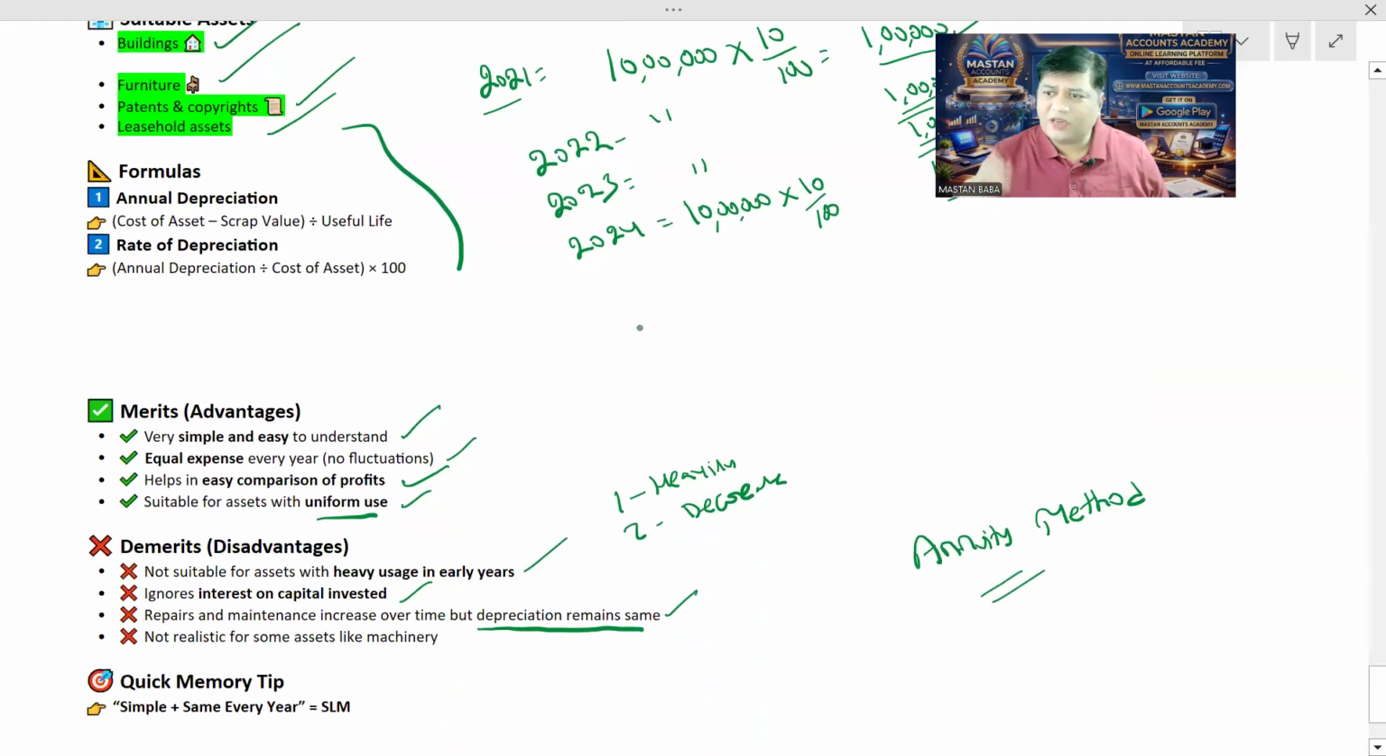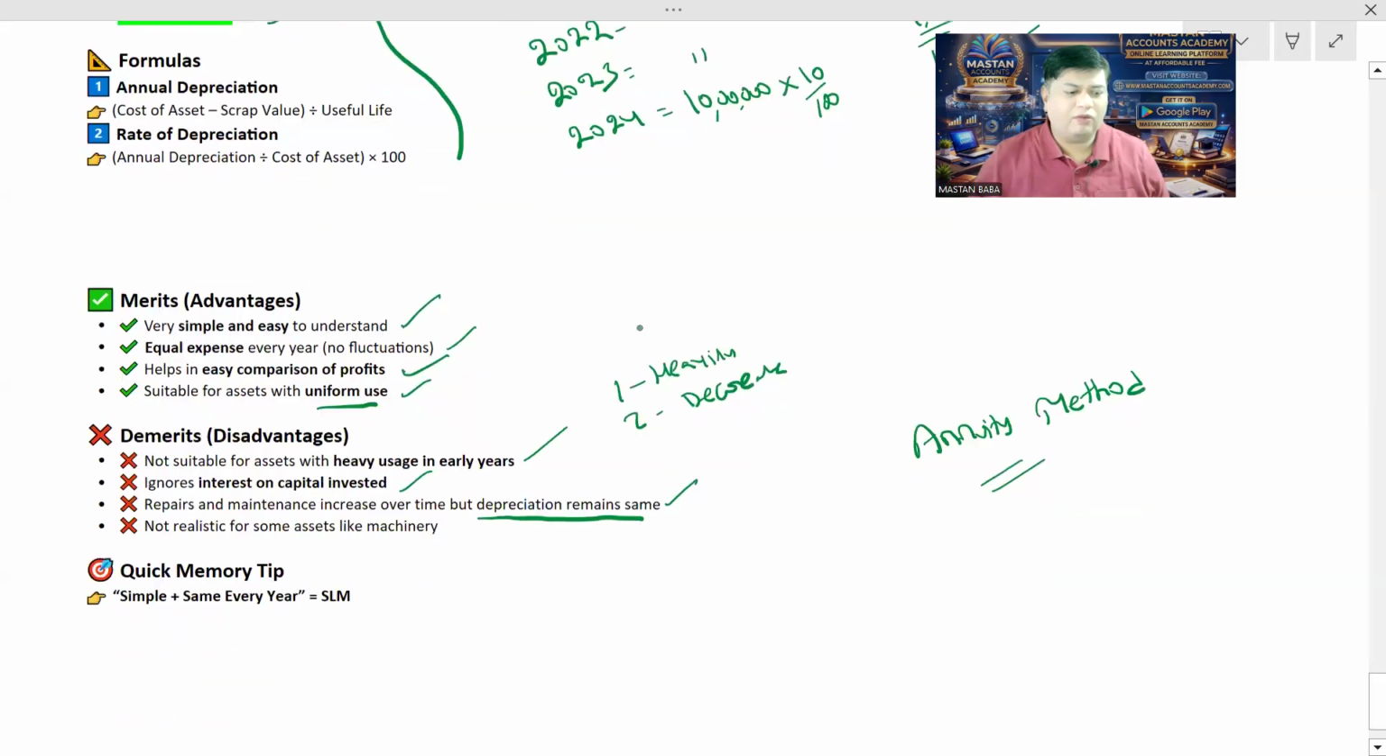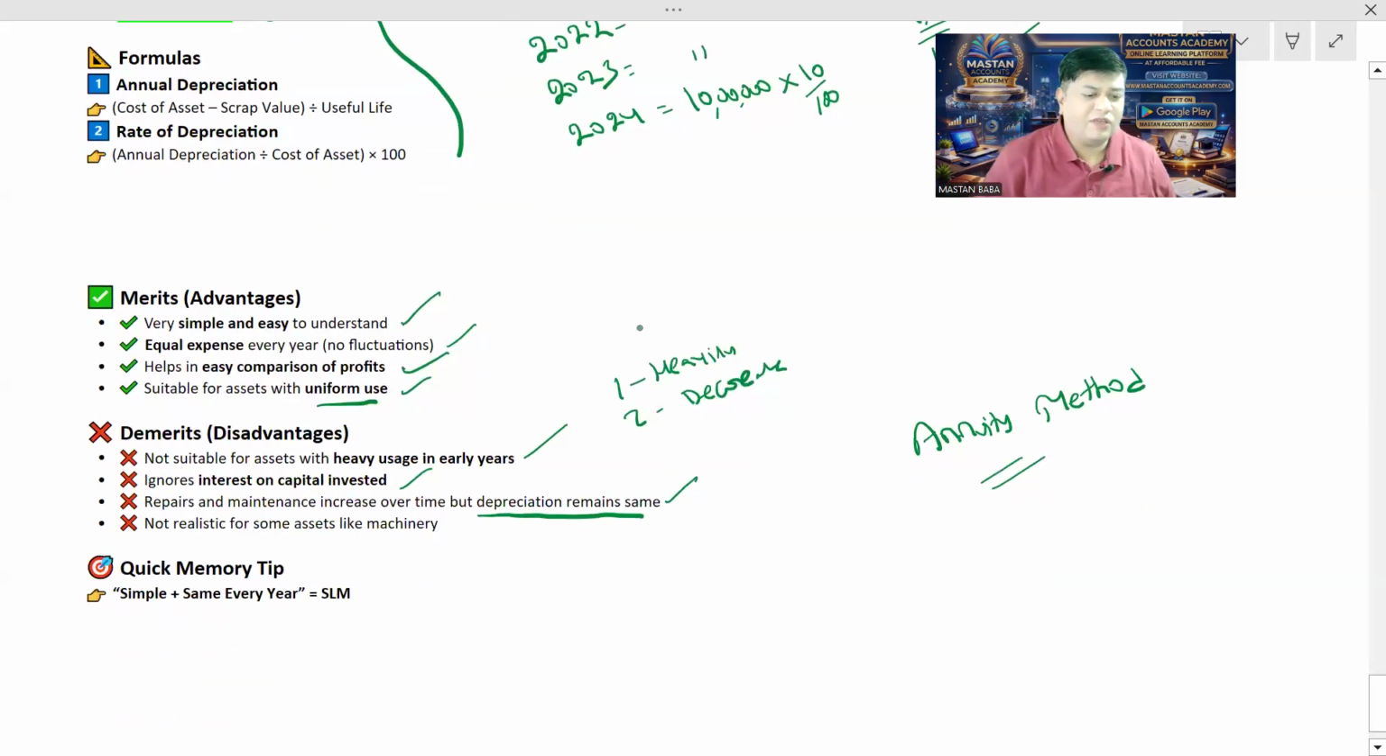That point is not considered by the FIM method, and it is not realistic for some assets like machinery. Yes, exactly. For machineries, computers, digital gadgets, this method is not used, because of technological changes.